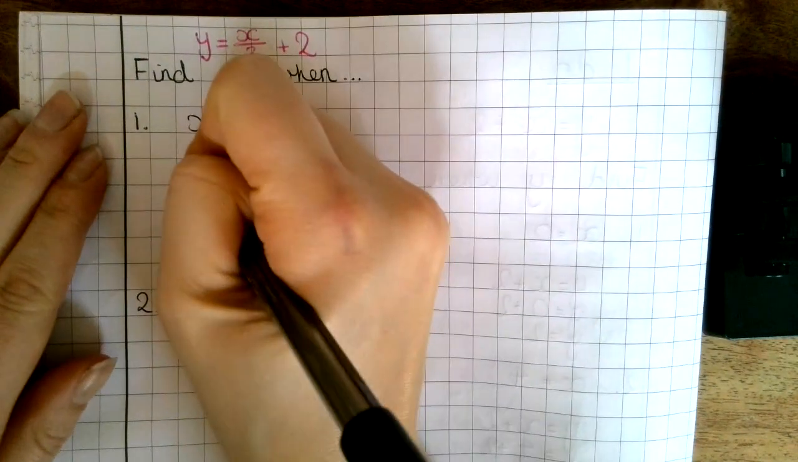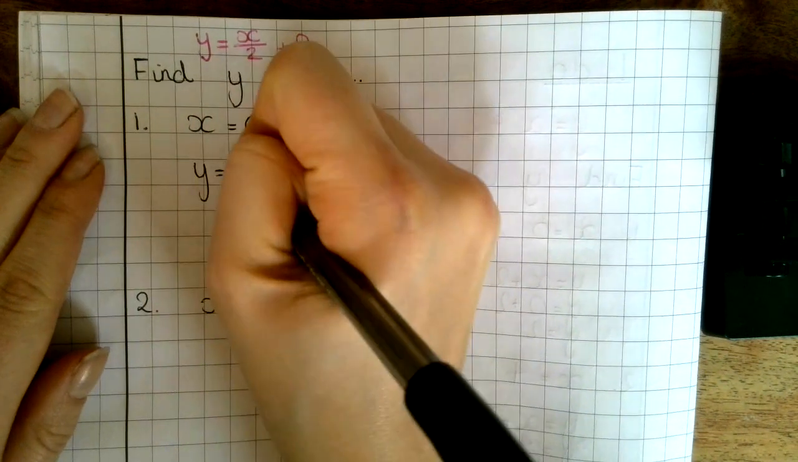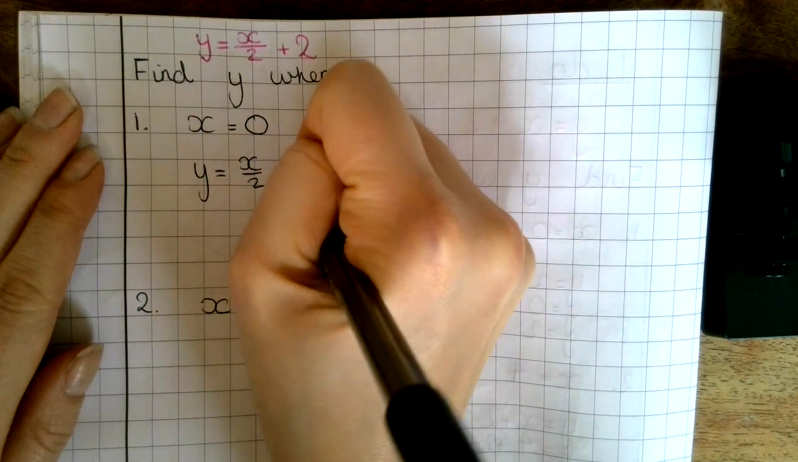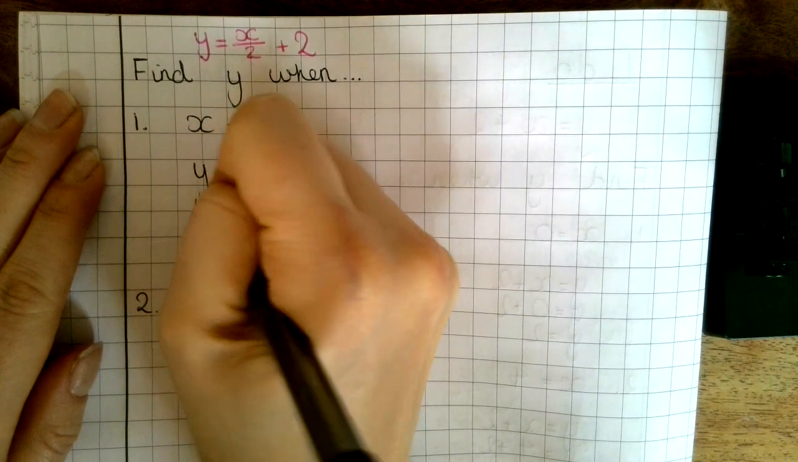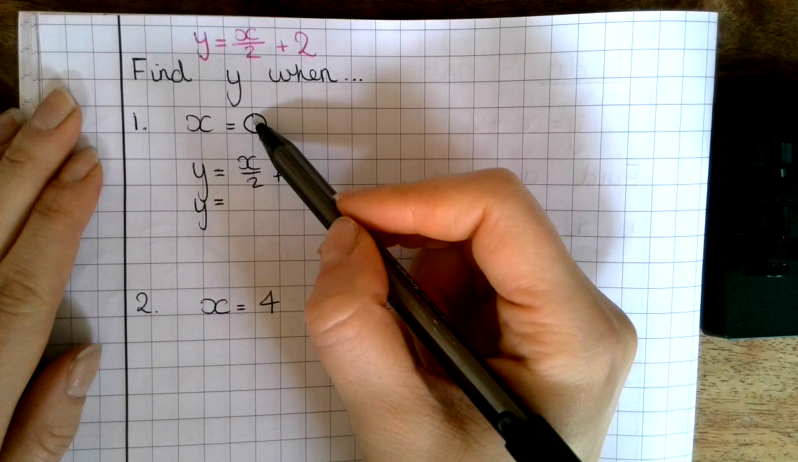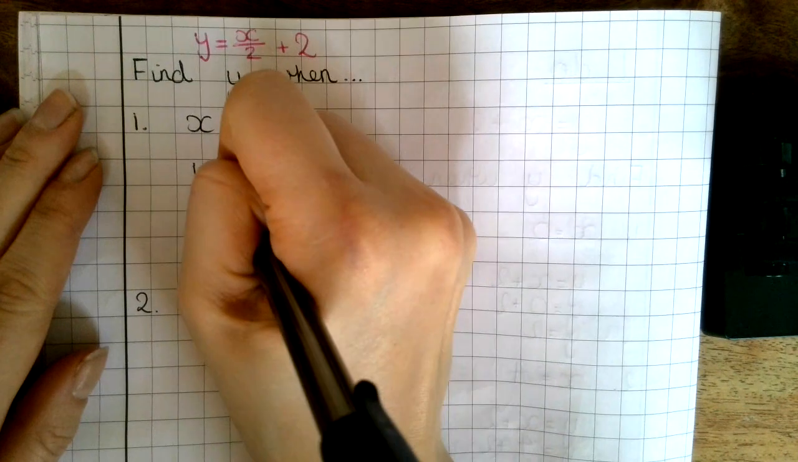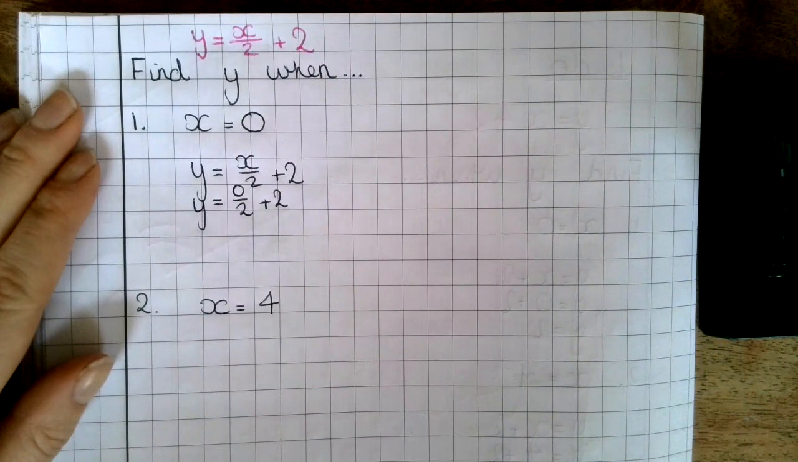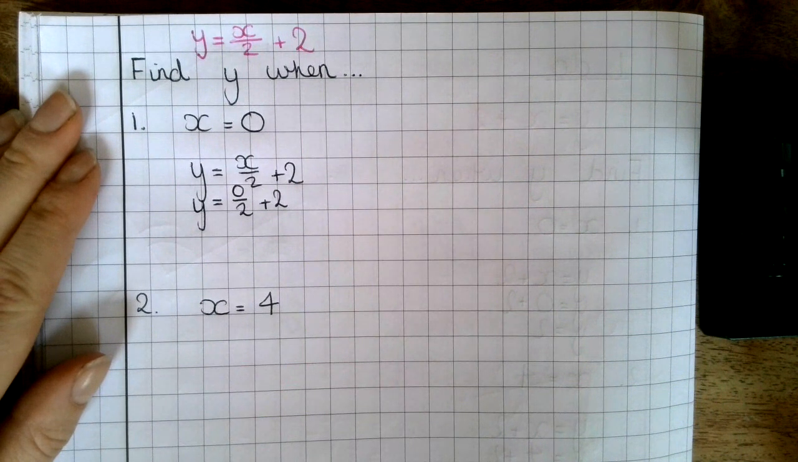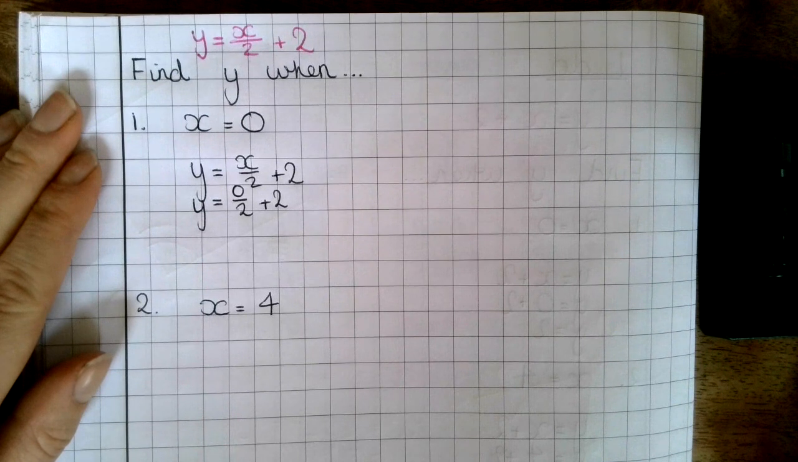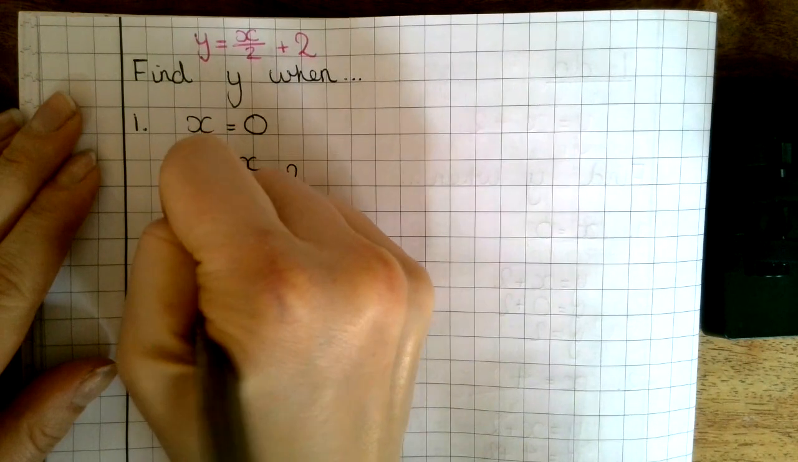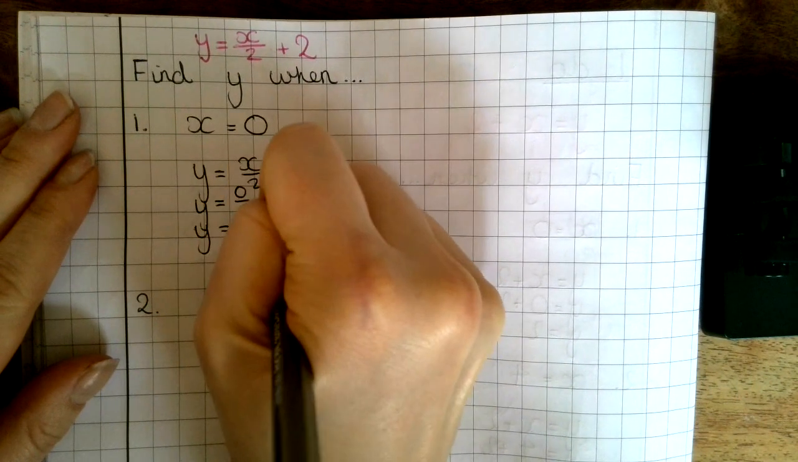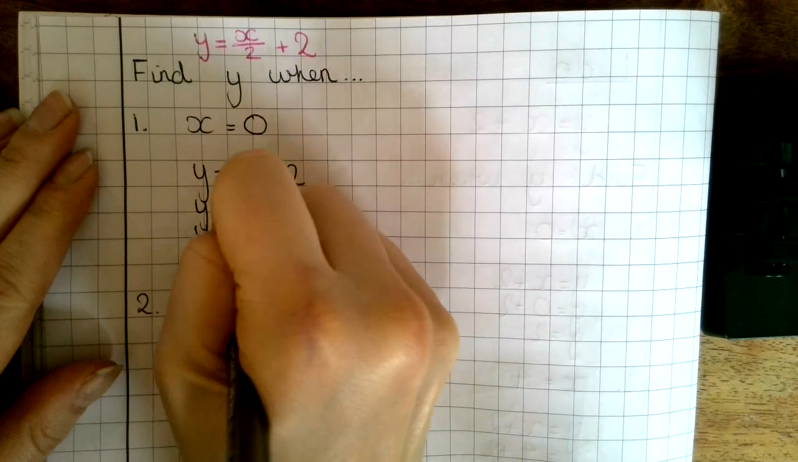So when x equals 0, we've got y equals x over 2 plus 2. I'm going to now substitute my value of x, which is 0. 0 over 2 plus 2. Now 0 divided by 2, well, let's think about it. Let's split 0 into 2 equal parts. It's just going to be equal to 0. So we get y equals 0 plus 2 and y equals 2.